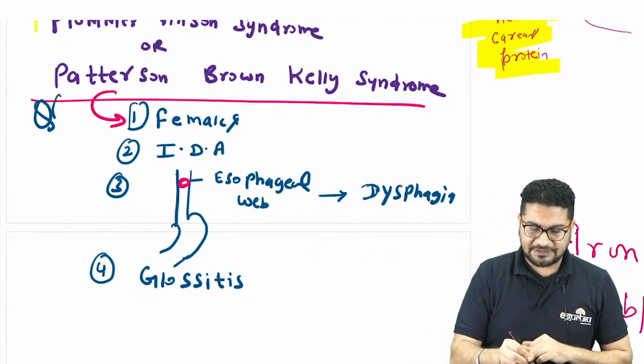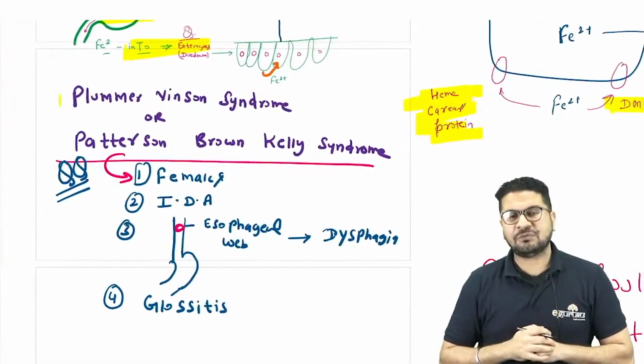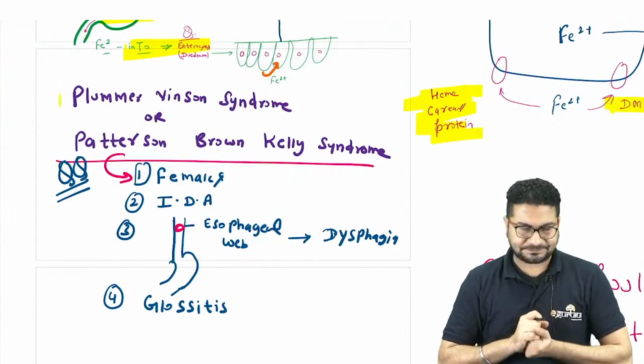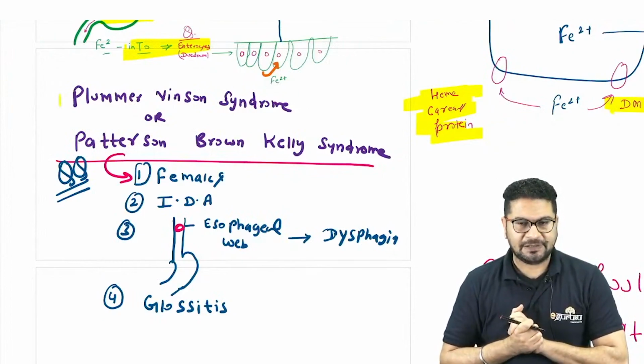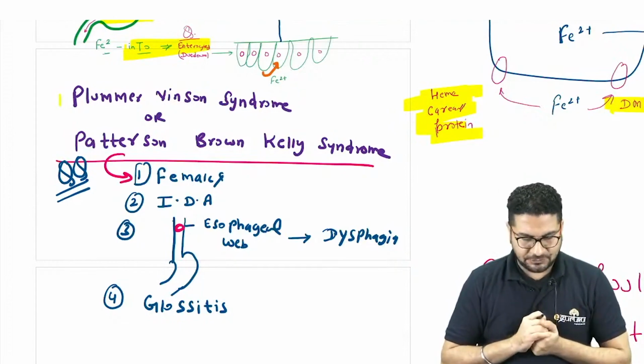They have asked a clinical case. They have made a question with this Plummer-Vinson syndrome or Patterson-Brown-Kelly syndrome. Am I clear? So you diagnose the disease.